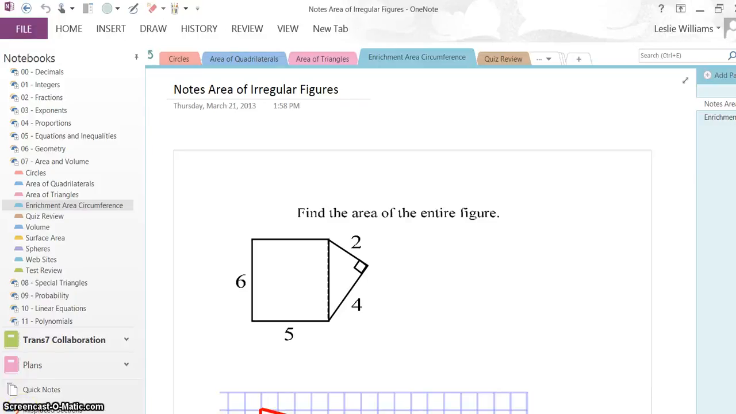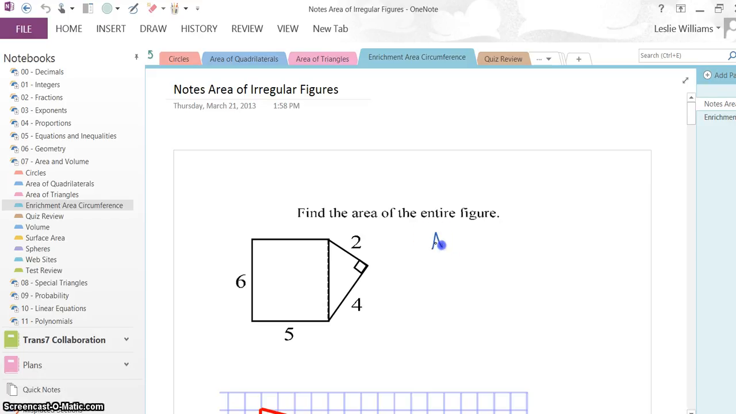Let's see how to find the area of figures that are made up of multiple shapes. In this first example, what are the two figures? We obviously have a rectangle here and a triangle there. We need to find the area of both and add them together to find the area of the entire figure.